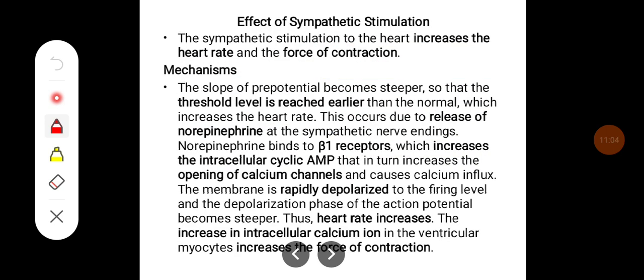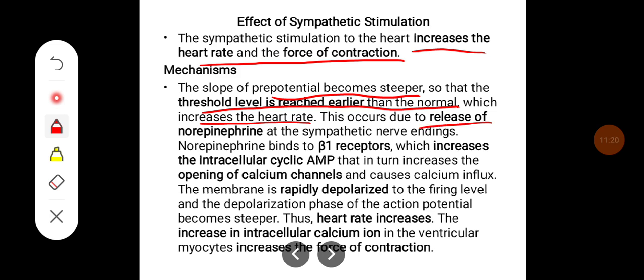Then, the effect of sympathetic stimulation. Sympathetic stimulation to the heart increases the heart rate and the force of contraction. The slope of the prepotential becomes steeper so that the threshold level is reached earlier than normal, which increases the heart rate. This occurs due to the release of norepinephrine at the sympathetic nerve endings.